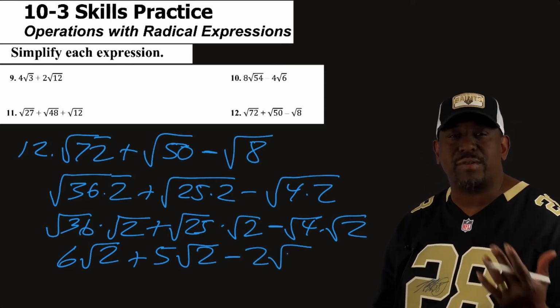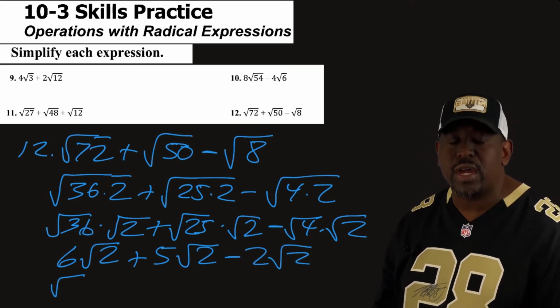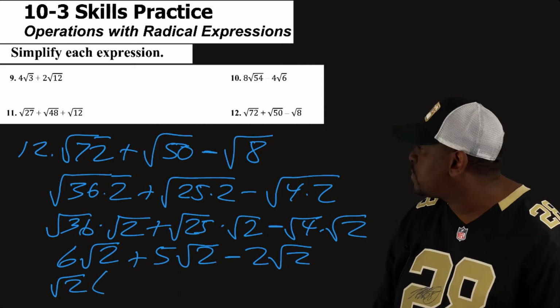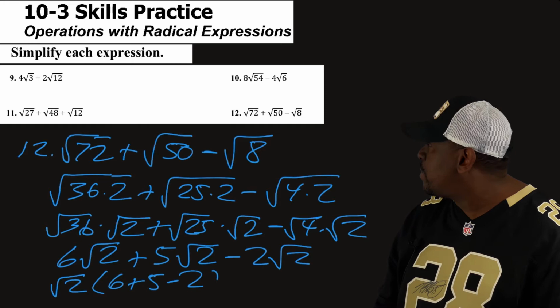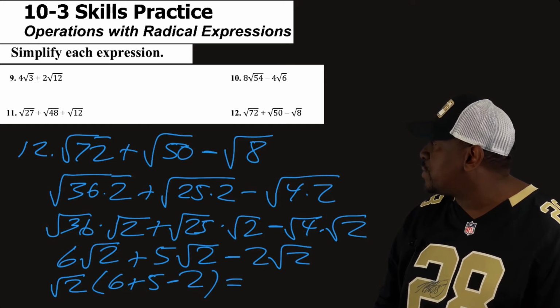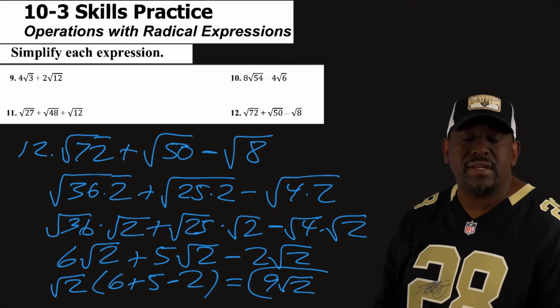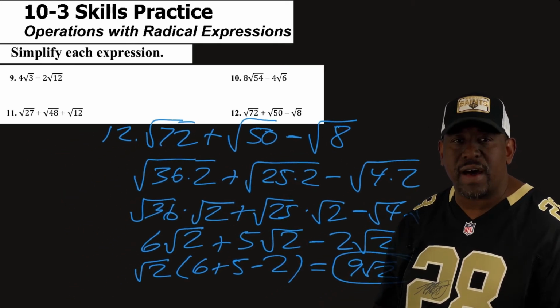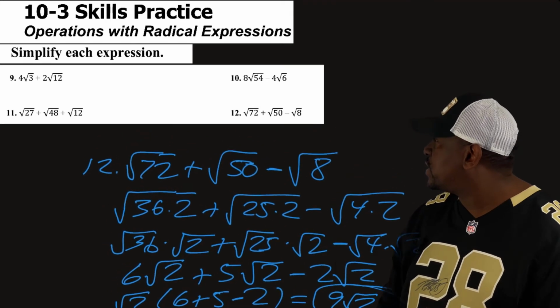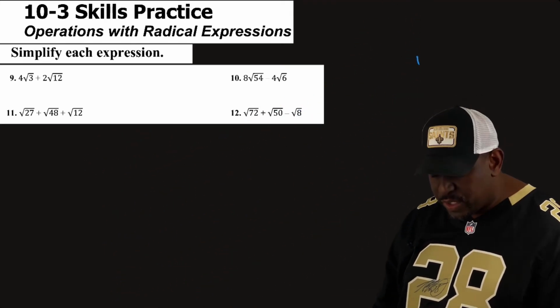Now we have a common radical, which is the square root of 2. We factor that out. And in our grouping symbol, we'll have 6 plus 5 minus 2. That will simplify into 11 minus 2, which is 9 times the square root of 2. And that will be our final simplified answer. Very good. So we're done with number 12.